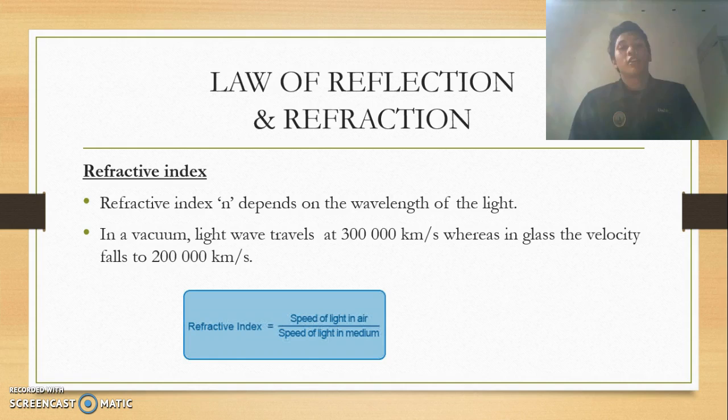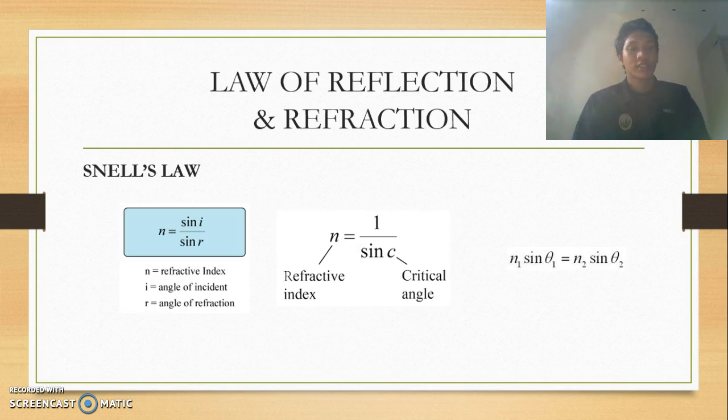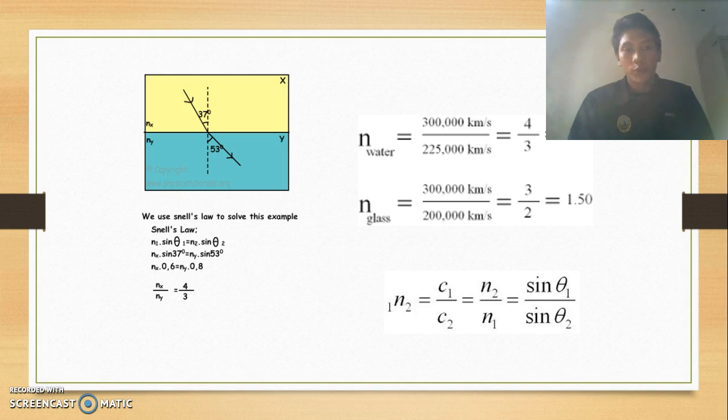Refractive index. Refractive index depends on the wavelength of the light. In a vacuum, light travels 300,000 km per second, whereas in glass, the velocity falls to 200,000 km per second. This is Snell's law, as you can see. These are a few examples of Snell's law. You can see that.